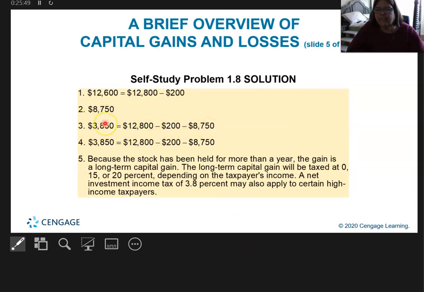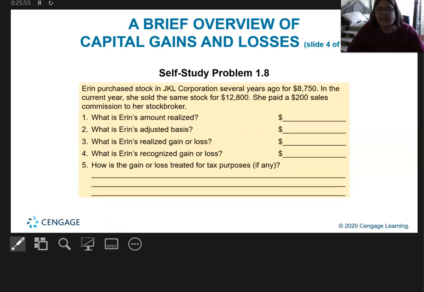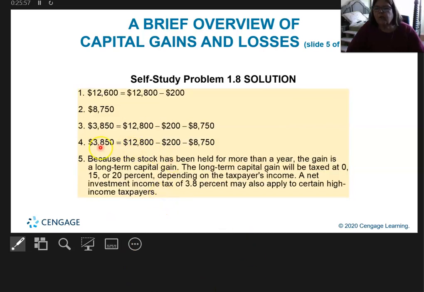So this was my profit. And number 4 was my recognized gain or loss. In this case, my recognized gain is the same. It's very important to know whether it's recognized or realized. Because it was held for more than a year, the gain is a long-term capital gain. It'll be taxed at 0, 15, or 20% depending on where my income level is. Okay, and there may be something else.